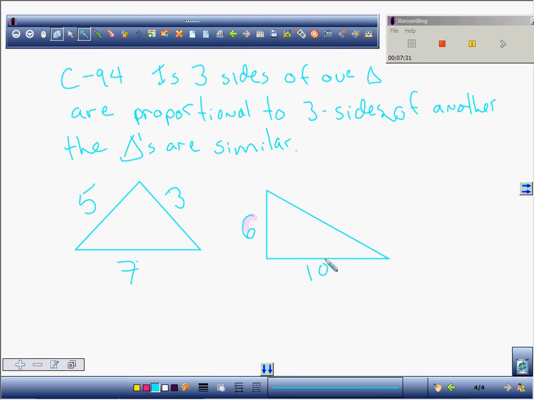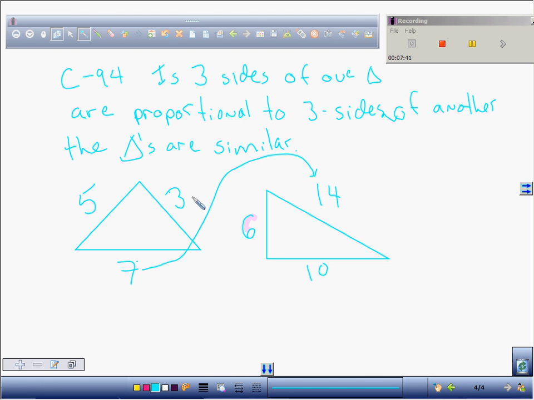6, 10, and 14. Are these triangles similar? Yes, because 7 times 2 gives you 14. 3 times 2 gives you 6. And 5 times 2 gives you 10. So yes, they're proportional. Okay? And so that's all you're going to be doing, except I want to get to the last problem, which can get kind of tricky.